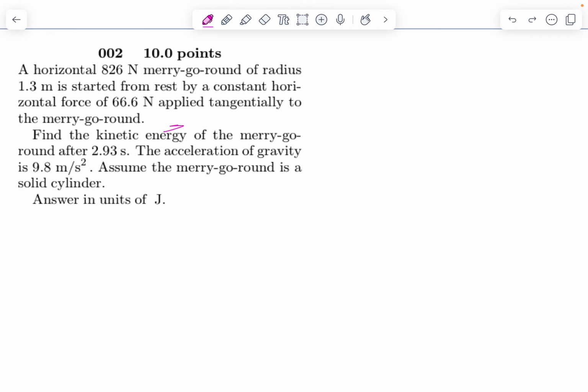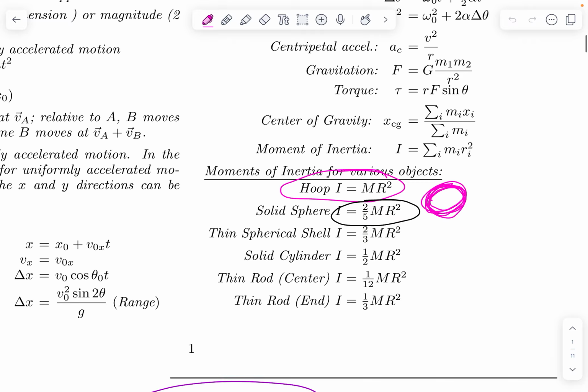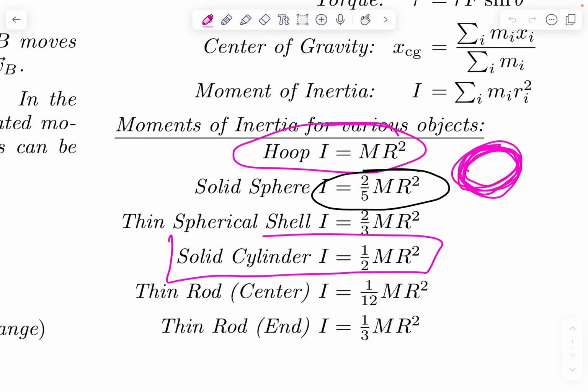So the energy of the merry-go-round is just rotational kinetic energy. That is equal to 1/2 I omega squared. So if we know I and we know omega, we just plug it into our equation and we can solve. This is our goal: we want I, we want omega. To solve for I, it tells you to treat the merry-go-round as a solid cylinder. So I for a solid cylinder is 1/2 mr squared.